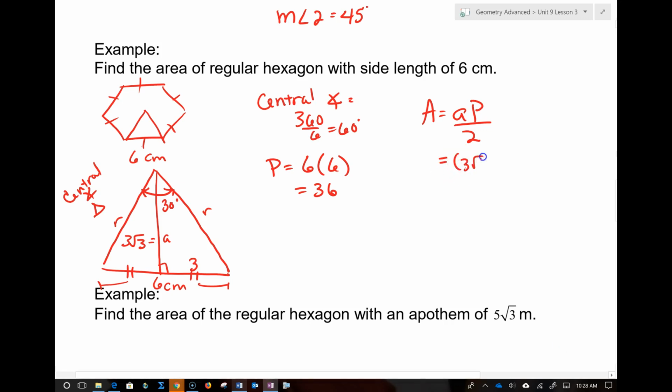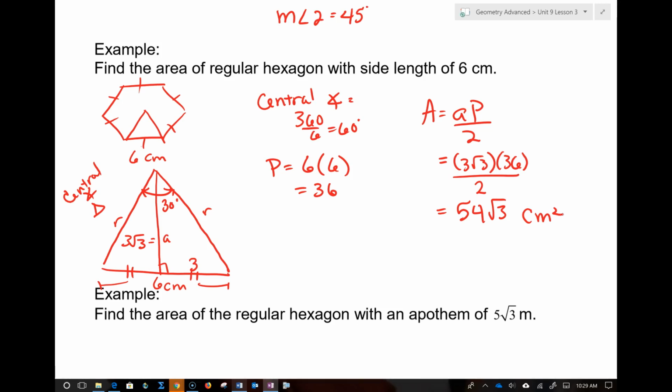So I got here 3 root 3. The perimeter is going to be 36 all over 2. Now, guys, here's where you don't need a calculator. 36 divided by 2 is 18. Go 18 times 3. You should be able to do 18 times 3 in your head. I heard it. 54 root 3. Do I have to label yet? Square centimeters. Are you guys starting to see the process behind this a little bit?